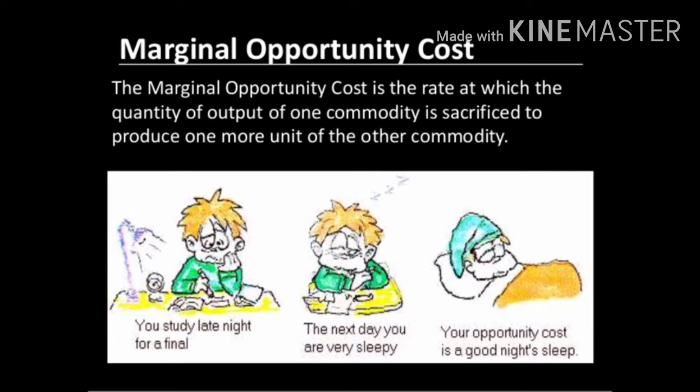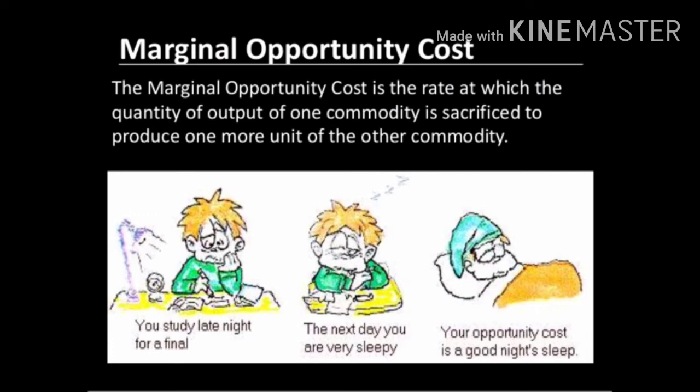So when one good is increasing, the other good is decreasing. Sometimes it may be increasing in nature, sometimes decreasing in nature, sometimes constant in nature. Here, for the production possibility curve, we are assuming that it is concave in nature. That is, when one good is increasing, the other good is decreasing. That's why it is concave in nature.